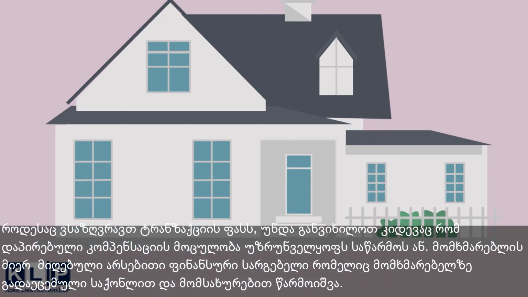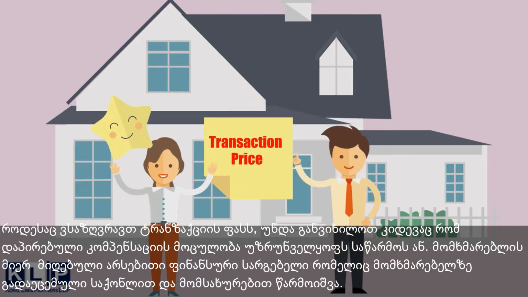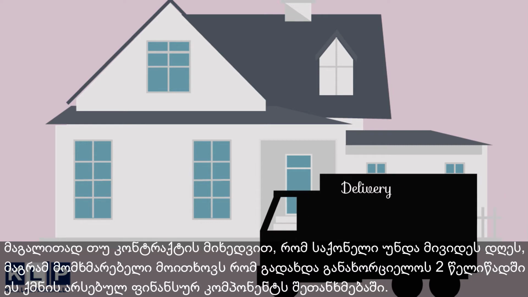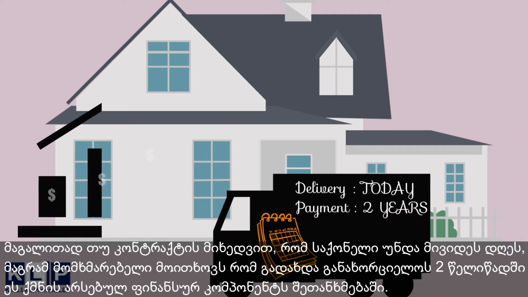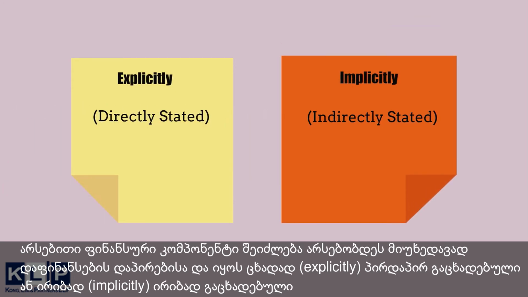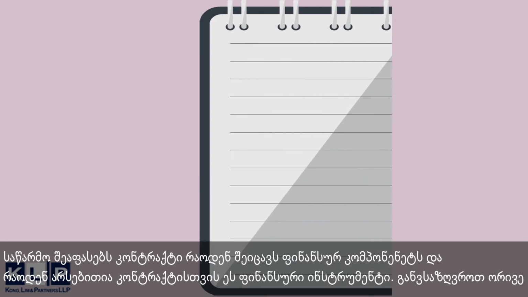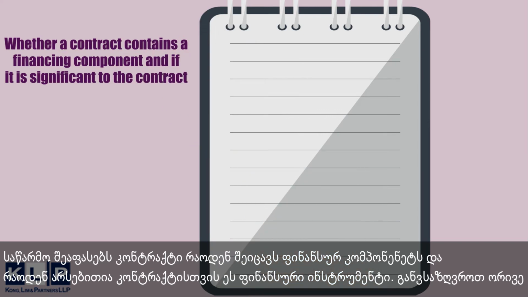When determining the transaction price, one should consider whether the promised amount of consideration provides the entity or the customer with a significant benefit of financing the transfer of goods or services to the customer. For example, if a contract states that the goods are to be delivered today, but the customer is only required to make payment in 2 years, that creates a significant financing component to the agreement. The significant financing component may exist regardless of whether the promise of financing is explicitly or implicitly stated in the contract.